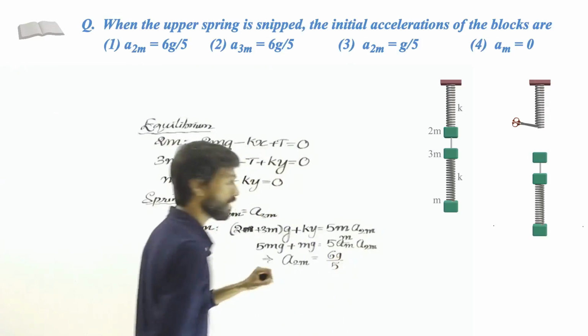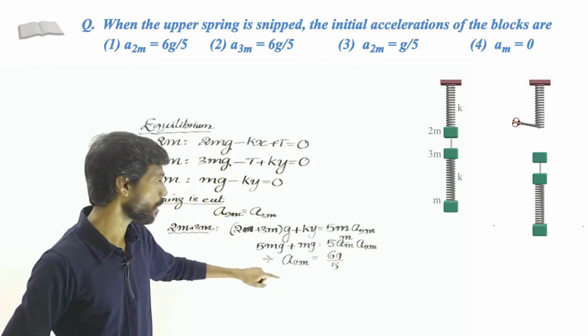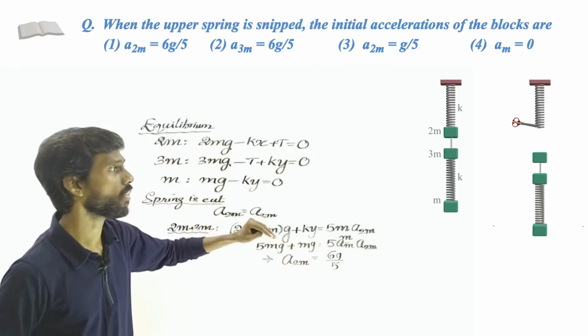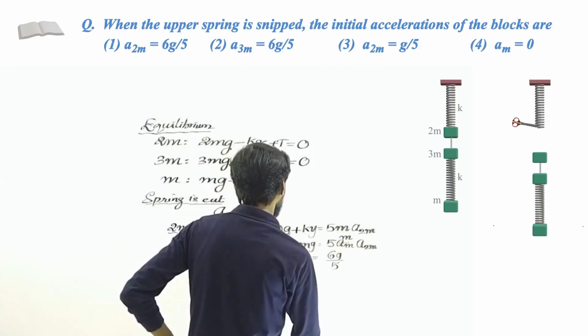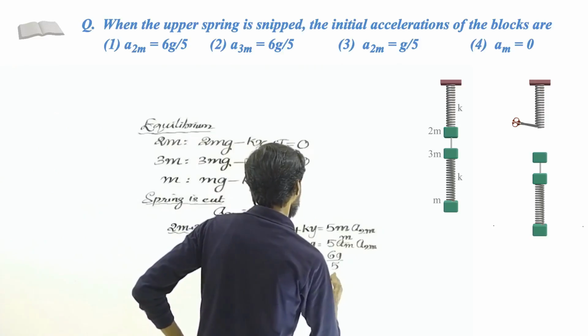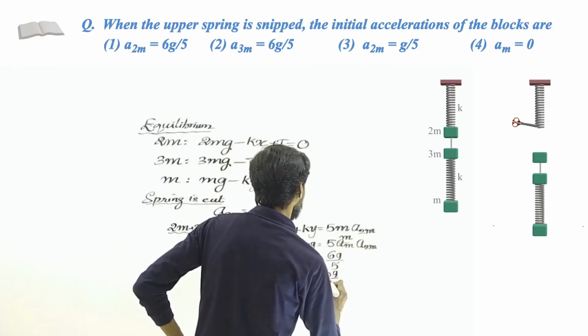Okay, so that is the answer. If the acceleration of the 2m block is this much, then the acceleration of the 3m block is also the same, because we have taken these two values to be equal. So the acceleration of the 3m block is also 6g divided by 5.